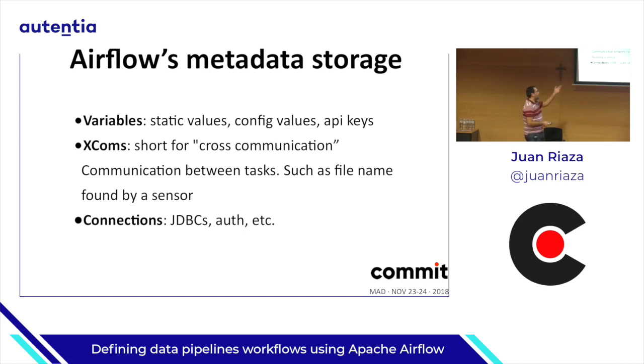And it could be, for example, what's the file name of a file found by a sensor. So imagine we have an S3 key sensor. Well, using XComs, the next task will know what's the name of the file that needs to be used, right? But we don't need at that moment to get the whole S3 file locally. So pretty much we know we have a file. That's the path of that file. But we don't move data between tasks. And then we have a connections part to store JDBCs, authentication, and so on.